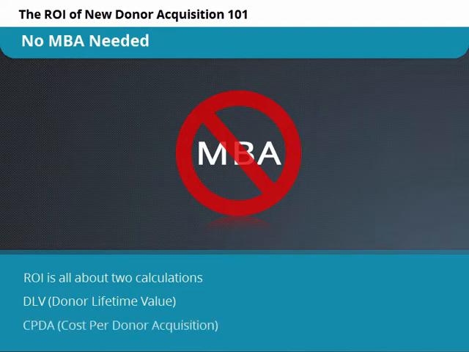The second is CPDA and stands for Cost Per Donor Acquisition. This is the amount that your organization spends in order to bring in a new donor.